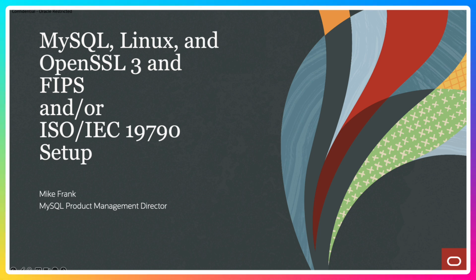Today I want to talk about setting up MySQL Linux with OpenSSL 3 and FIPS. And obviously, FIPS 140-3 and ISO IEC 19790 go together. And so if you're also looking for ISO, this FIPS setup should meet what you need.